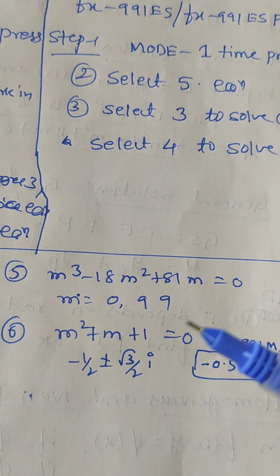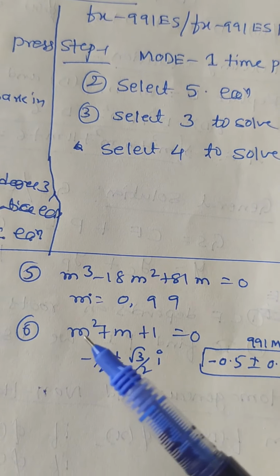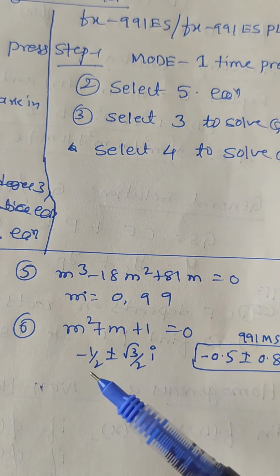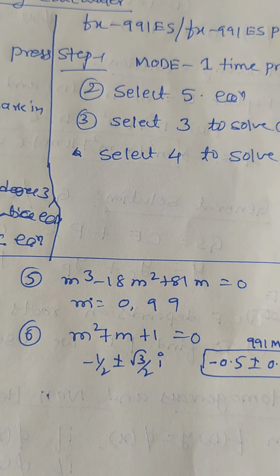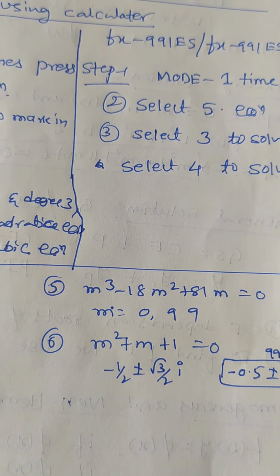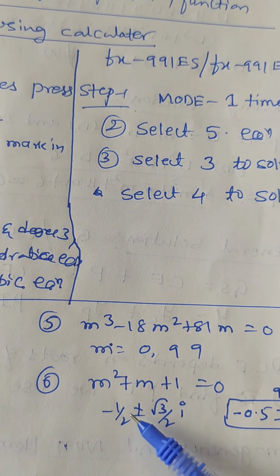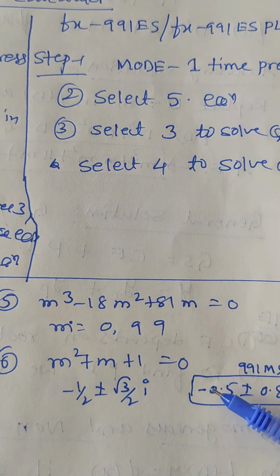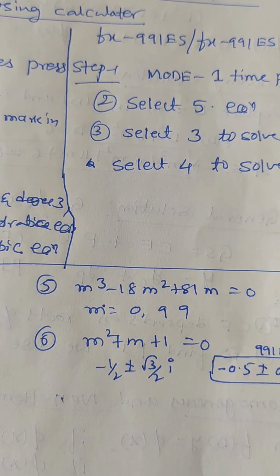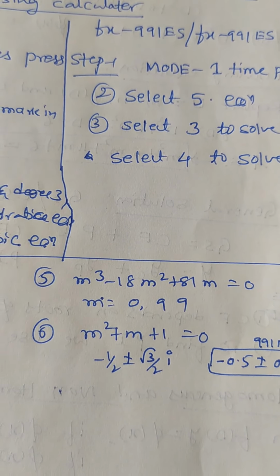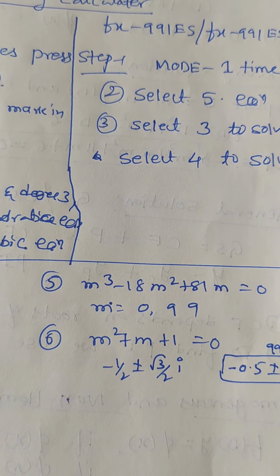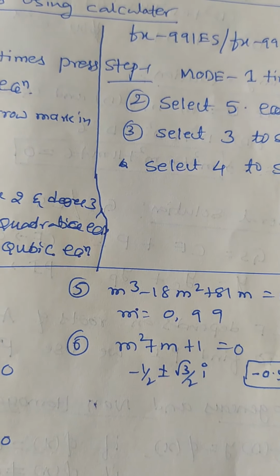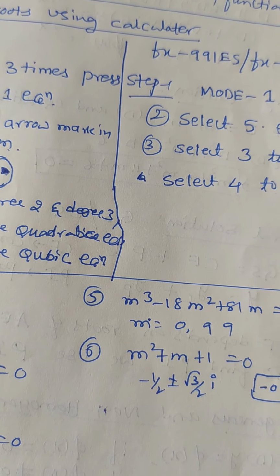But in 991 MS, it shows only the real part. You should observe the top right corner of the calculator while using 991 MS. It shows only minus 1 by 2 or minus 0.5. Okay. And if in the right corner it shows an arrow mark, that means the roots are imaginary. Okay. How do you find the imaginary part?